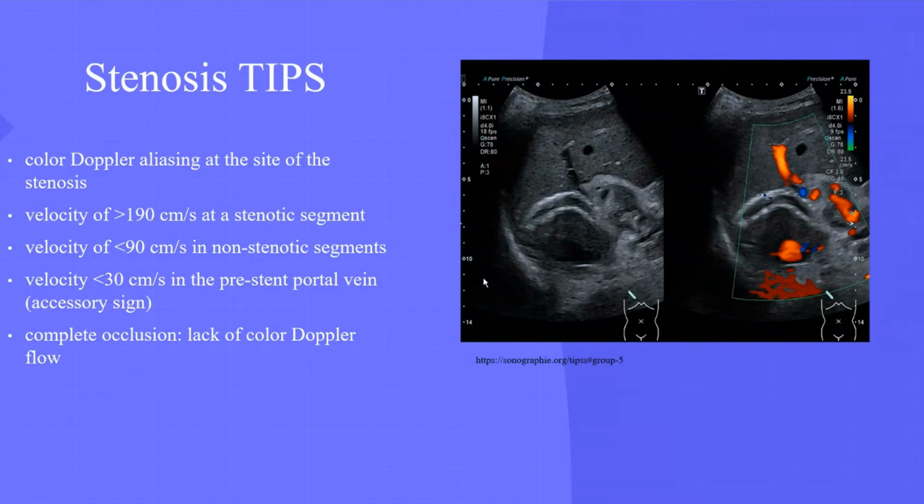Stenosis of the TIPS: color Doppler imaging at the site of the stenosis. Velocity will be more than 190 at the stenotic segment, and less than 90 at the non-stenotic segment. Velocity will be less than 30 centimeters per second in the pre-stent portal vein. This is an accessory sign. Complete occlusion is a lack of color Doppler flow. These two pictures show a complete occlusion of the TIPS. There's no color flow, and you see some filling defect within the TIPS.